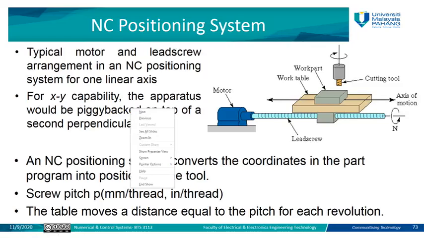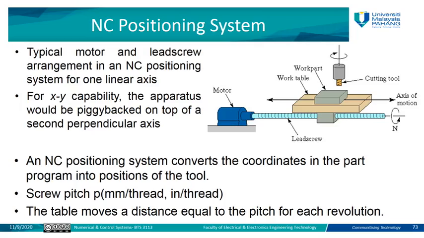Welcome again. We're going to continue now with the NC positioning system. Last time when we talked about the motion control in the CNC machine, we highlighted that we can control the motion of the CNC machine by using servo drive and also servo motor, all connected to the controller.